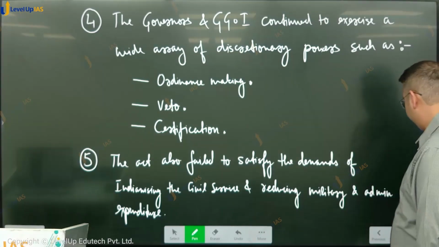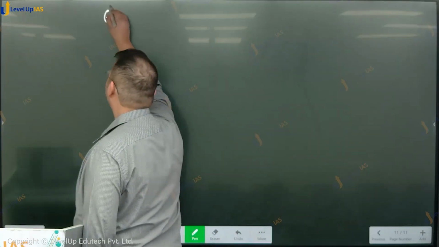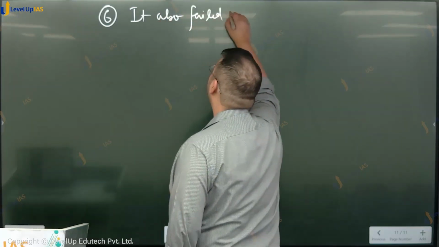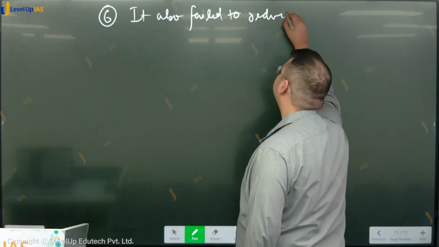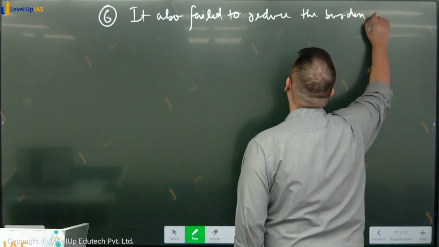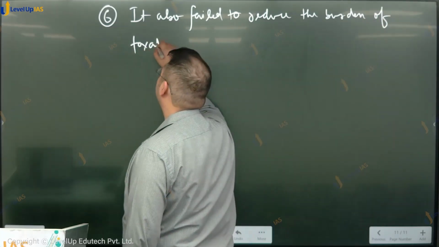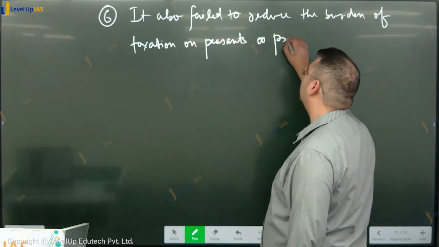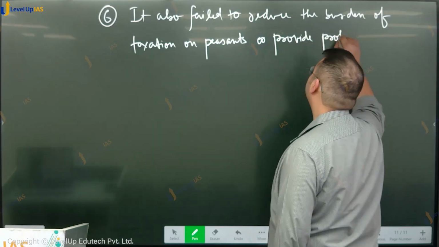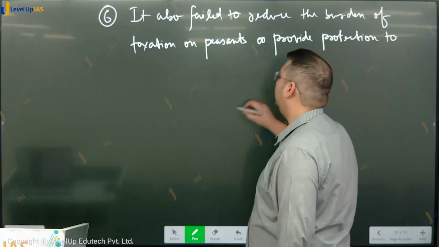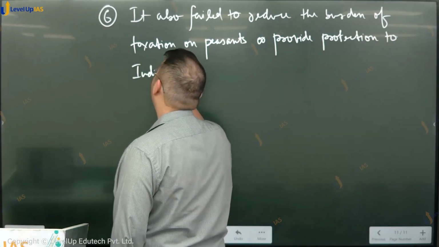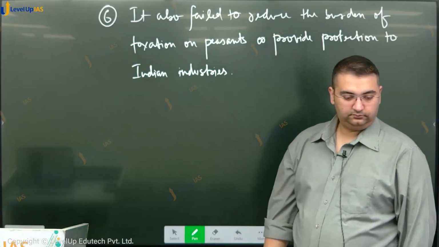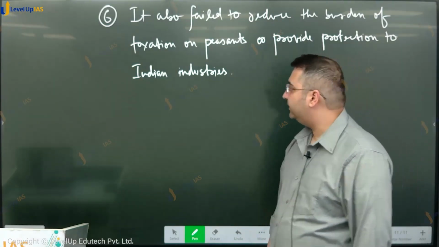ठीक है. नेक्स्ट लिखो. It also failed to reduce the burden of taxation on peasants or provide protection to Indian industries.